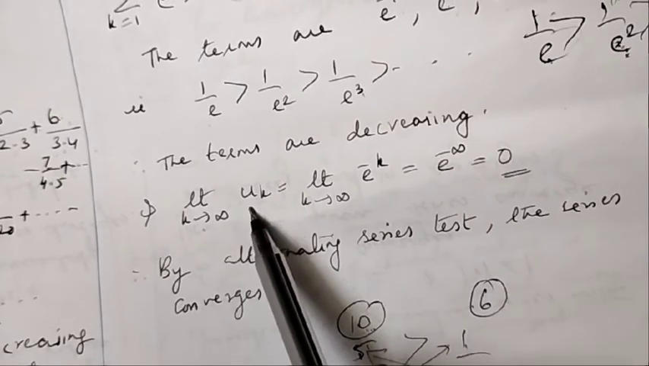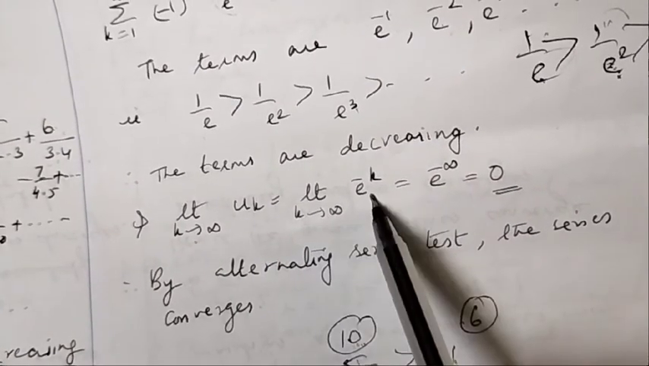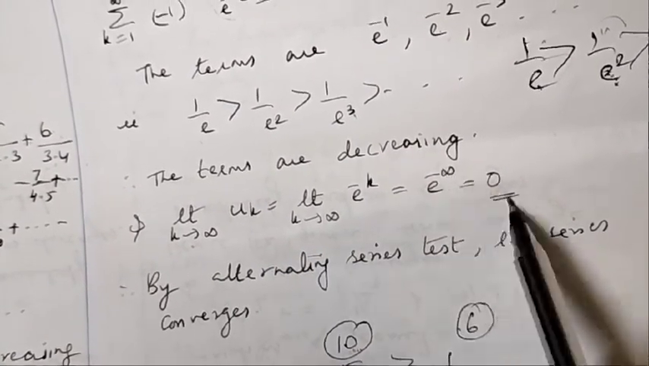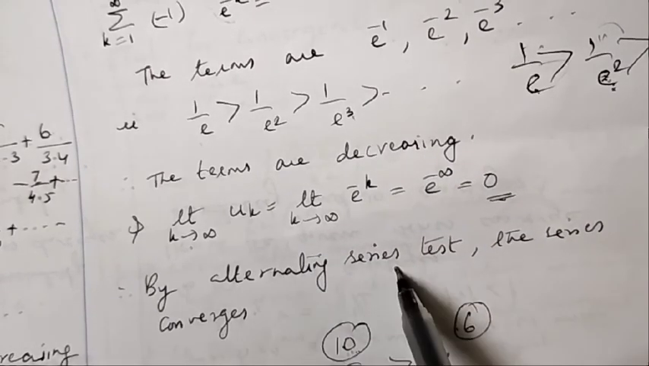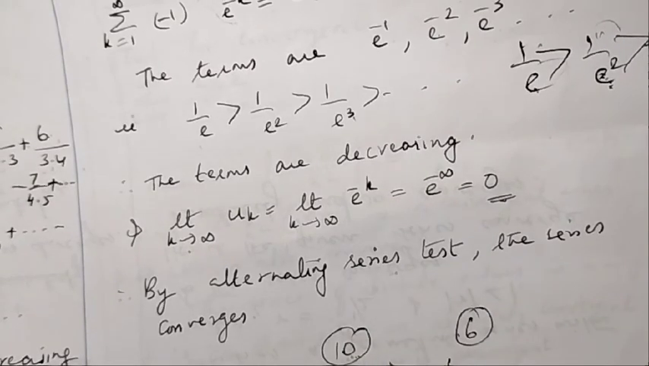Again, second condition: limit k tends to infinity of u_k, that is limit of e^(-k). e^(-infinity) is 0. So both the conditions are satisfied. So by the alternating series test, the series converges. Okay.